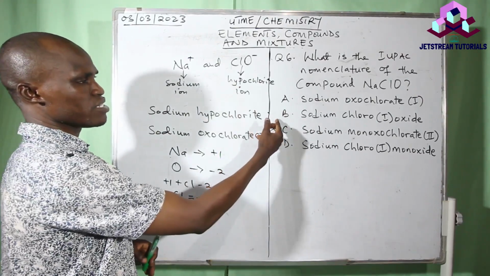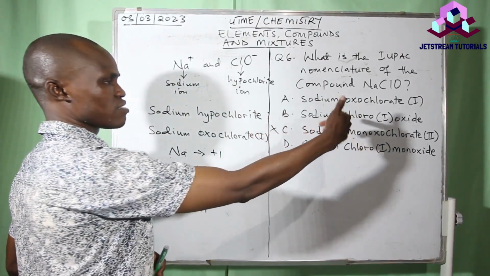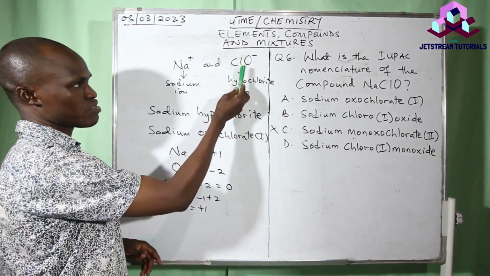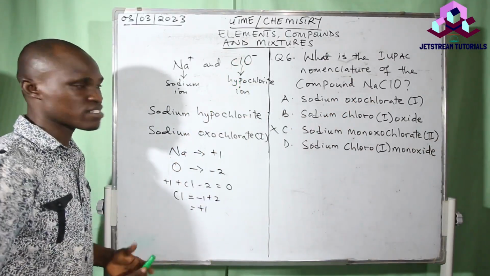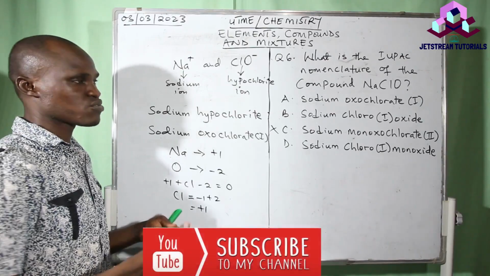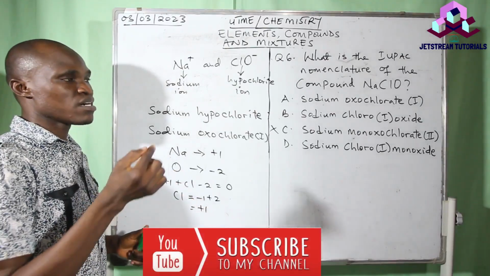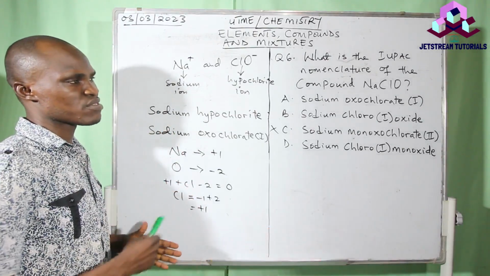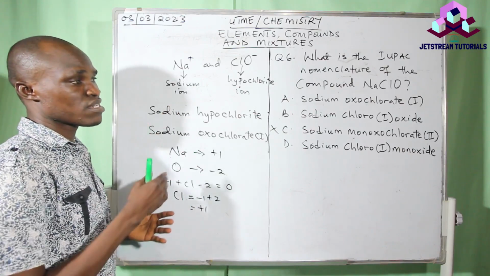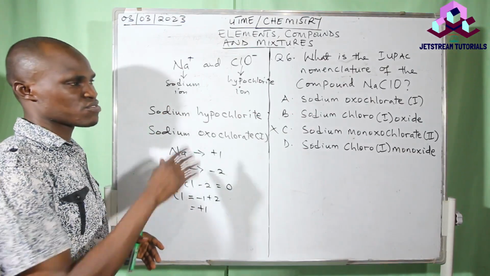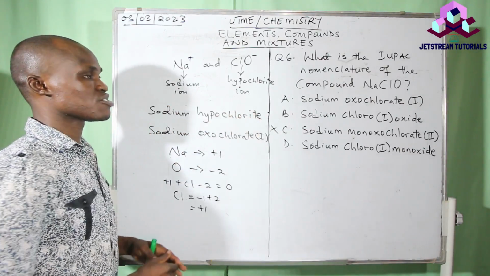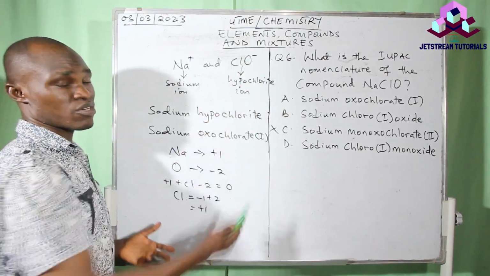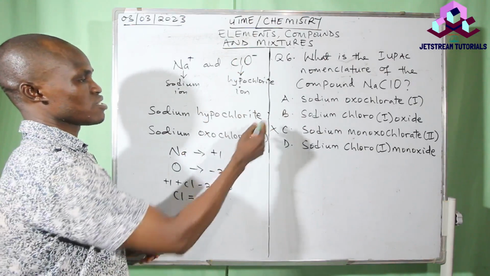Now, option B, look at the chloro(I) oxide. This is not chloro. We do not have a chlorine atom alone in the compound. Chlorine is bonded to oxygen in the radical, so it cannot be chloro. When we say chloro, it means a chlorine atom bonded to a particular carbon atom, for example in an organic compound. But we are not having an organic compound. Chloro means only a chlorine atom present, and we're not having only chlorine there. So that makes option B not correct.